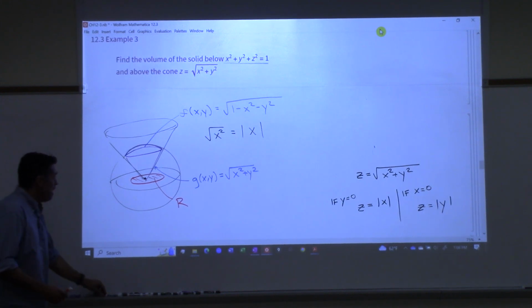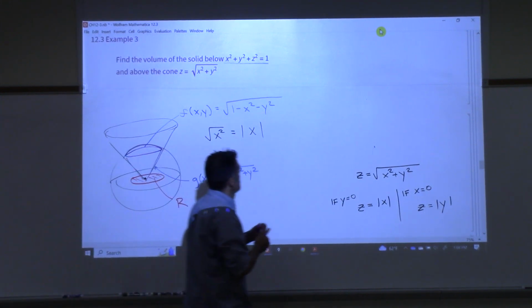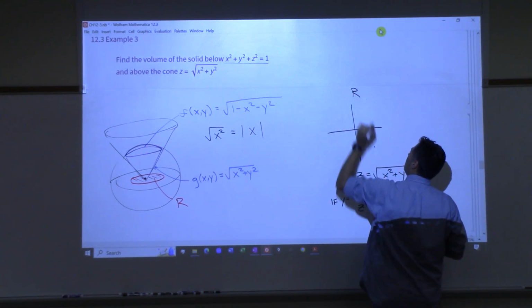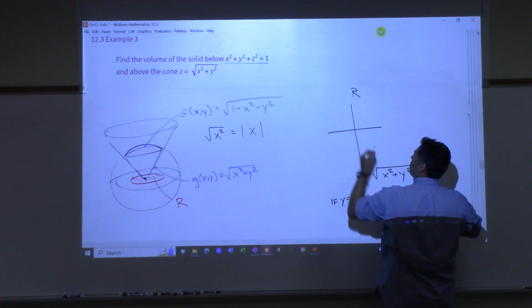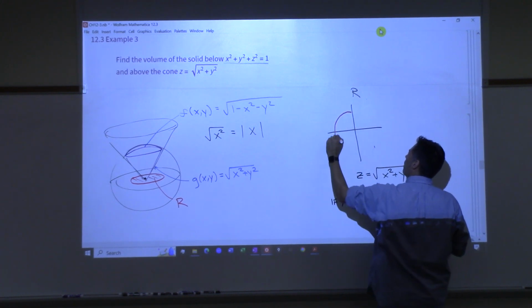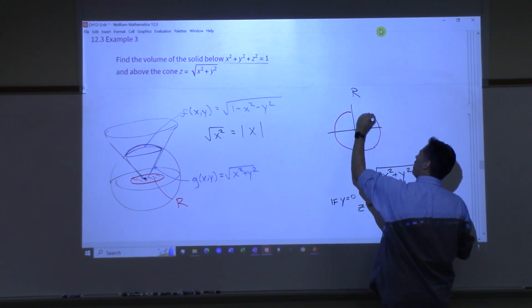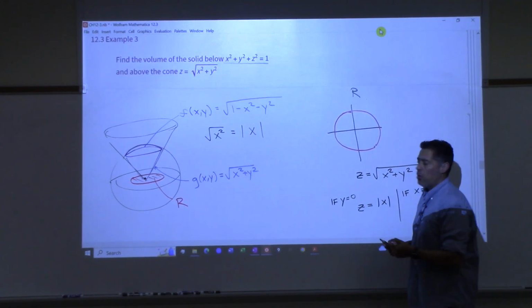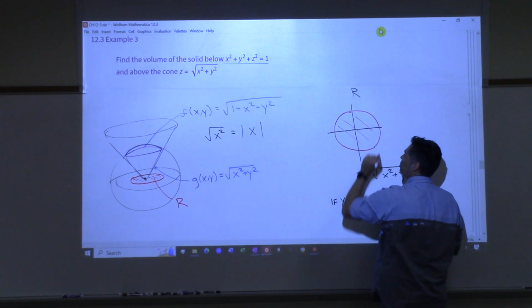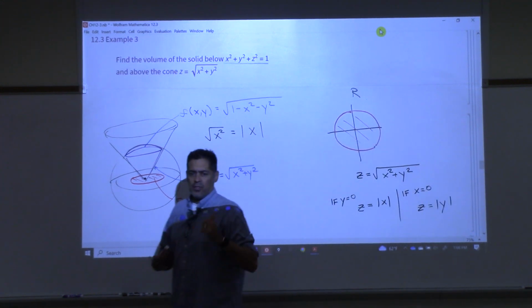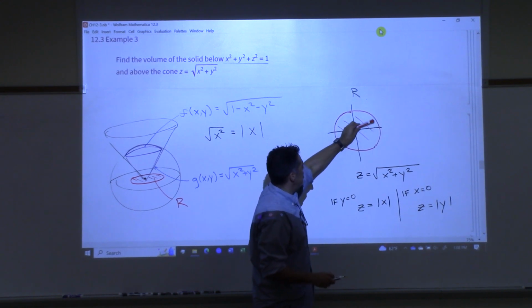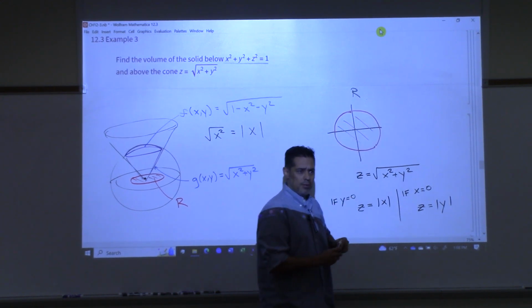Let's go graph the domain over on the side. This is my R over here. It's this circle, like that. It's a really nice polar region, right? That's a nice polar region. And so to describe this polar region, I can say my theta goes from 0 to 2 pi, right? Theta goes from 0 to 2 pi all the way around.